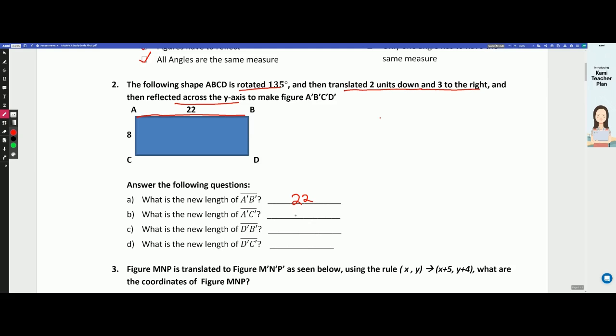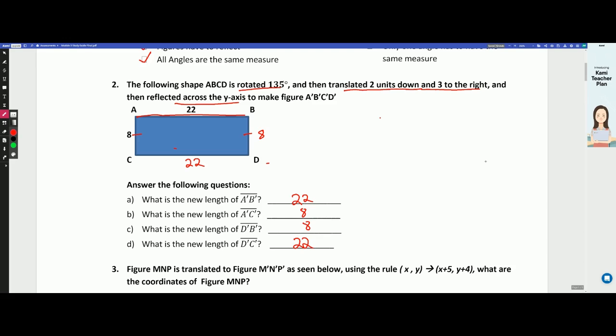Same thing with AC. AC is still going to stay 8 when it's A prime C prime. Even after you throw that object, that side is going to be the same. Same thing with DB. DB is the same as AC because it's a property of a rectangle, as is DC. So BD is still going to be B prime D prime, which is the same thing as AC. Same thing here with D prime C prime.